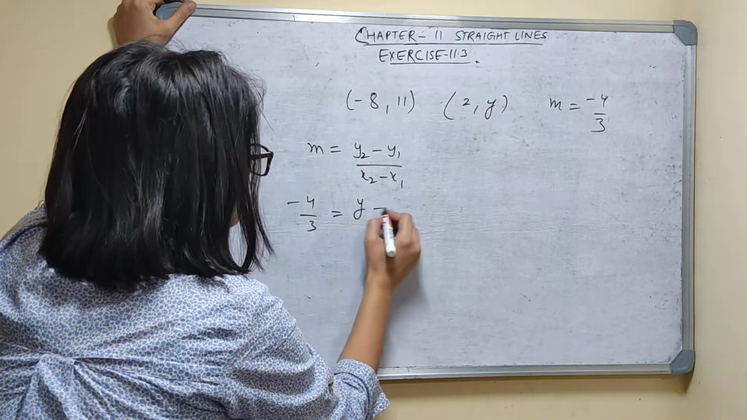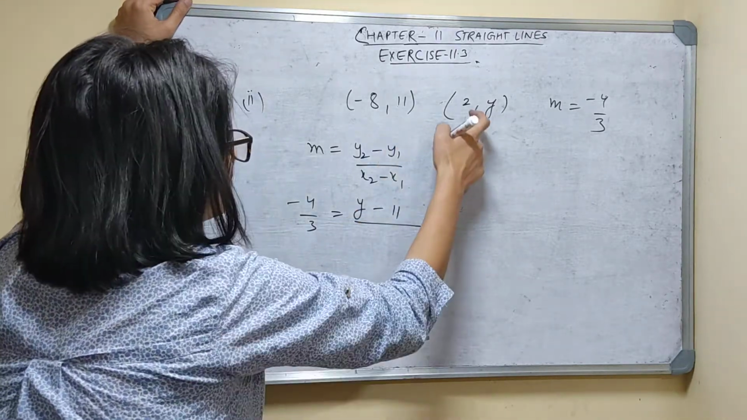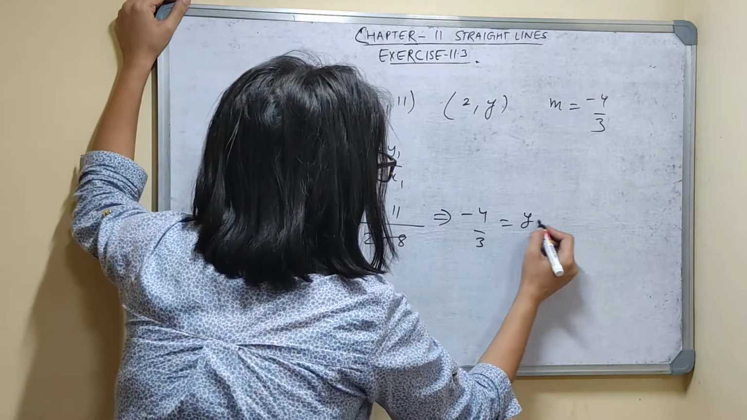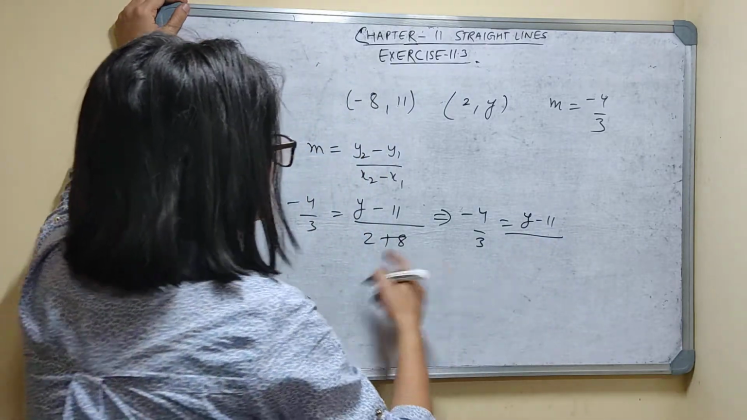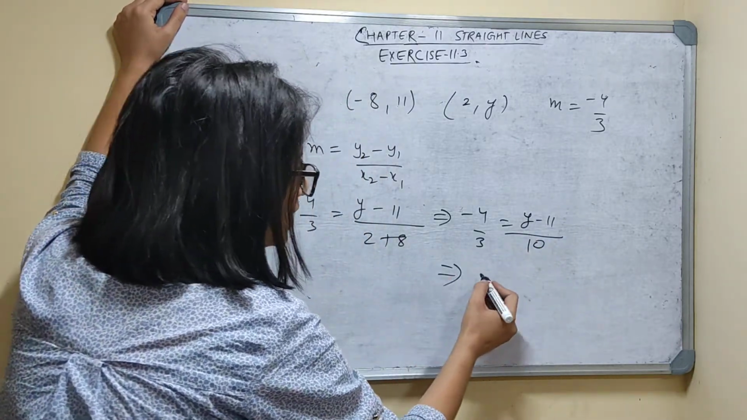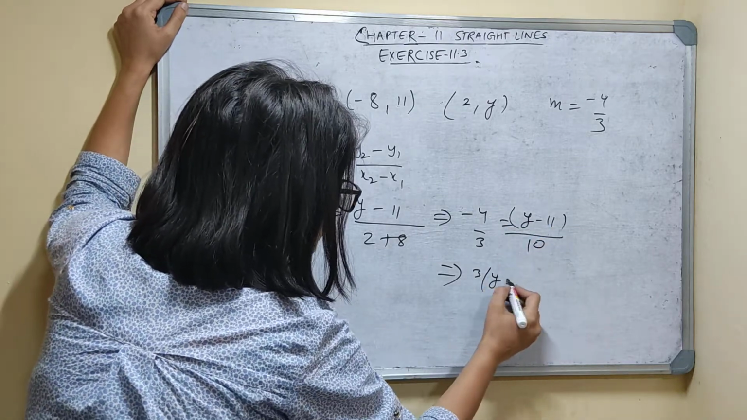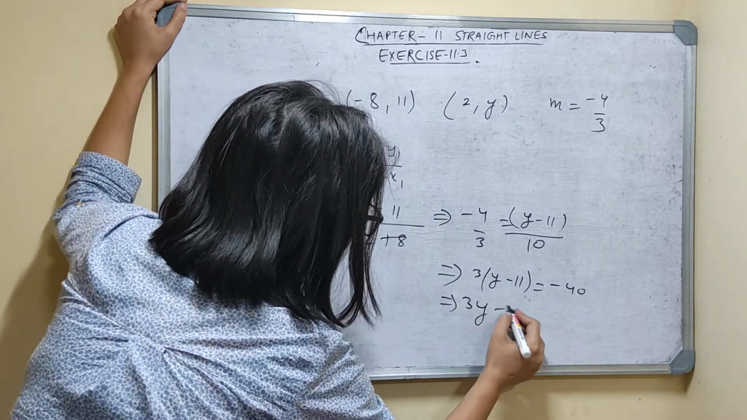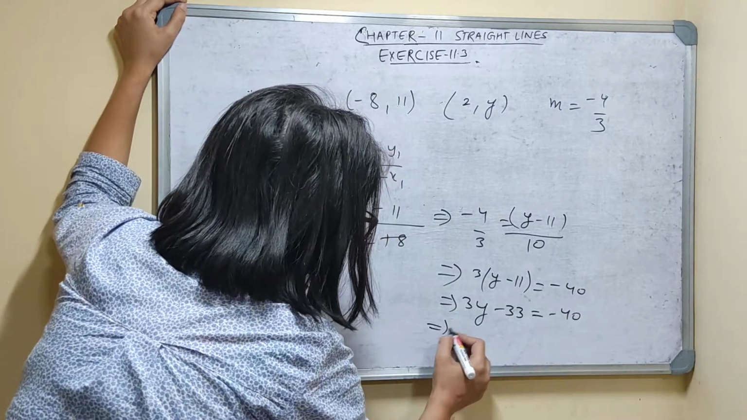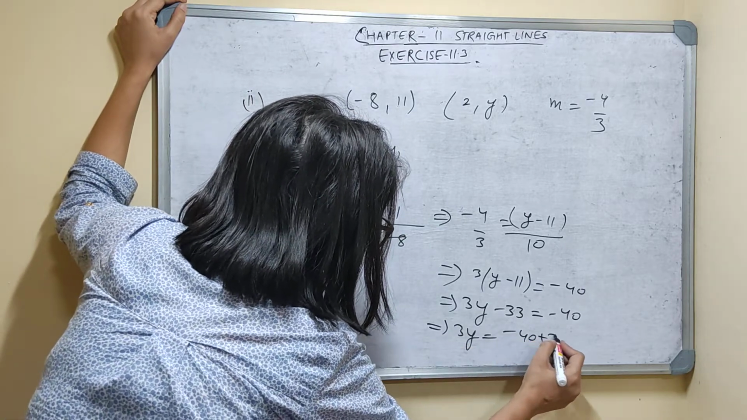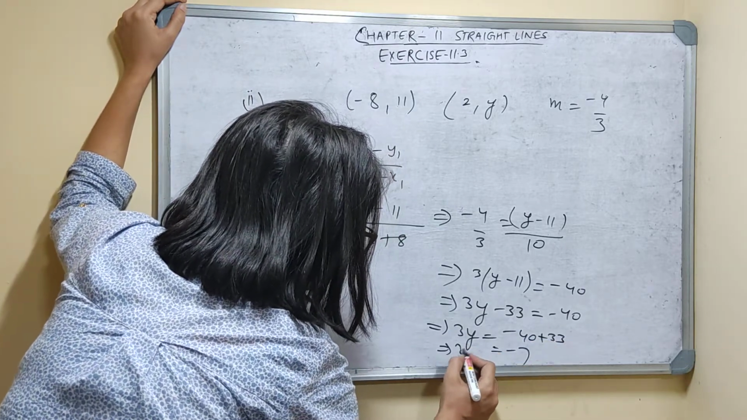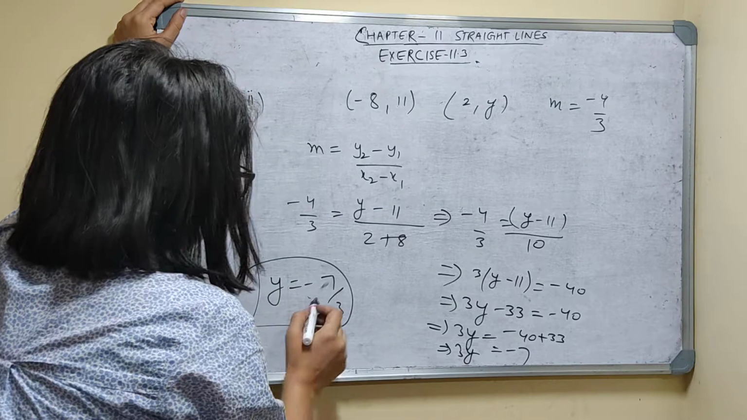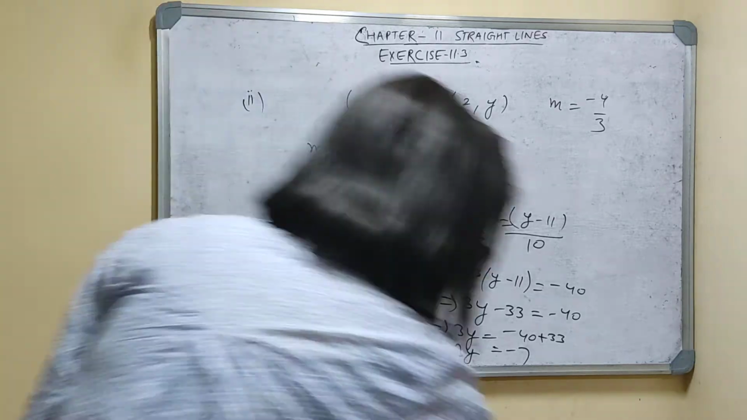y2 minus y1, so y minus 11, upon x2 minus x1, 2 minus minus 8, so 2 plus 8. So minus 4 by 3 is equal to y minus 11 upon 2 plus 8, which is 10. So by cross multiplication 3 into y minus 11 is equal to minus 10 into minus 4, minus 40. 3y minus 33 is equal to minus 40. So 3y is equal to minus 40 plus 33, so minus 7. 3y is equal to minus 7. So y is equal to minus 7 by 3. Value of y is equal to what? Minus 7 by 3.